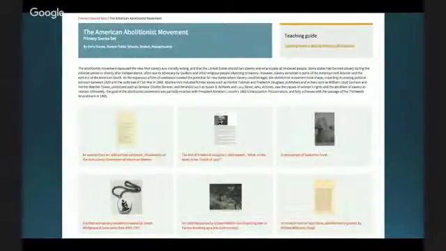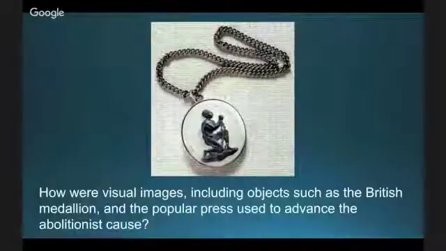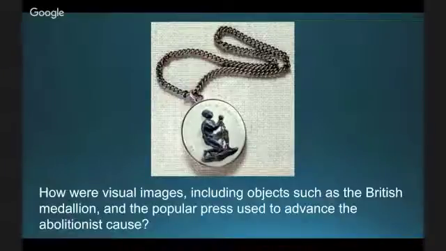For the purpose of showing you a little bit how some of the discussion questions work with the items, this is actually one of Carrie Dunn's sets about the American abolitionist movement. And it features this very famous Wedgwood medallion that says on it, if you can't read, "Am I not a man and a brother?"